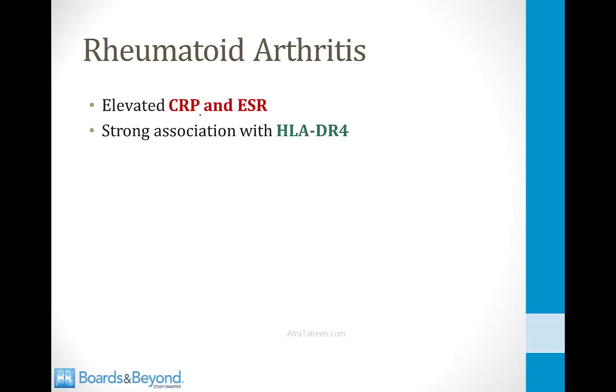Other laboratory findings of rheumatoid arthritis include an elevated C-reactive protein level and an increased erythrocyte sedimentation rate. These are nonspecific markers of inflammation, and you can find them elevated in many autoimmune diseases. And then finally, there's a strong association of rheumatoid arthritis with the HLA-DR4 serotype. I talk in more detail about the different HLA serotypes in the immunology module on transplants.